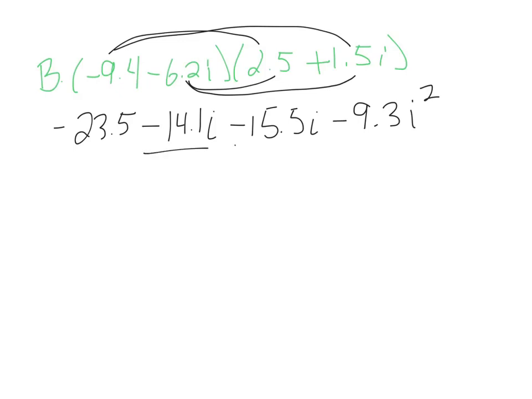So now, let's combine like terms. Let's work on the two i terms in the middle there. So negative 23.5. Let's see, we've got negative 14.1i minus 15.5i.